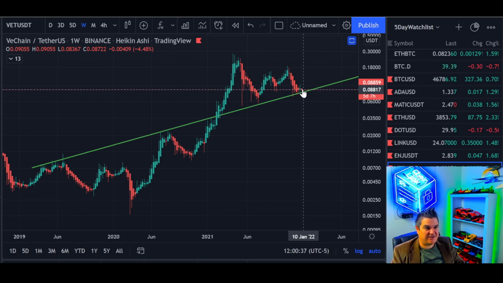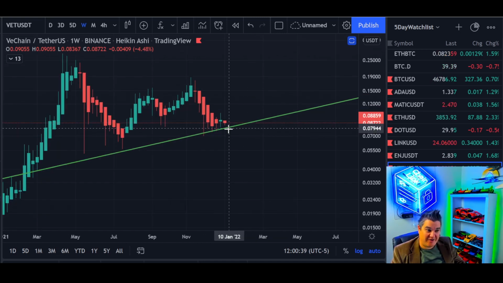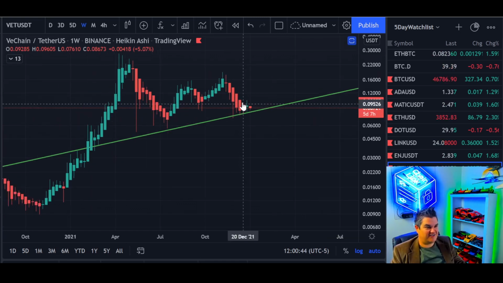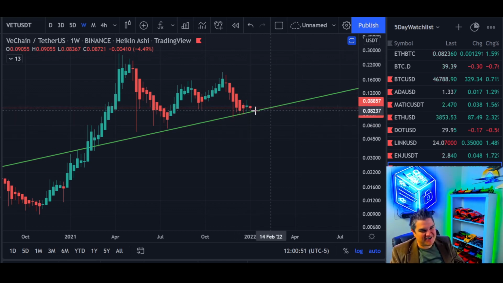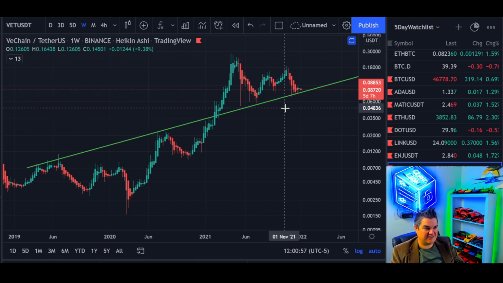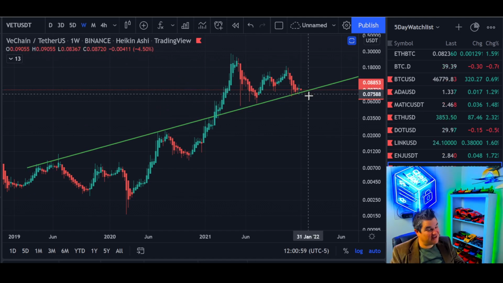If this turns green on VeChain this week, you better get ready. Five days, 7 hours. Watch this candle. If we turn green, trend reversal, very likely. Okay, I love it. That's VeChain in a nutshell.